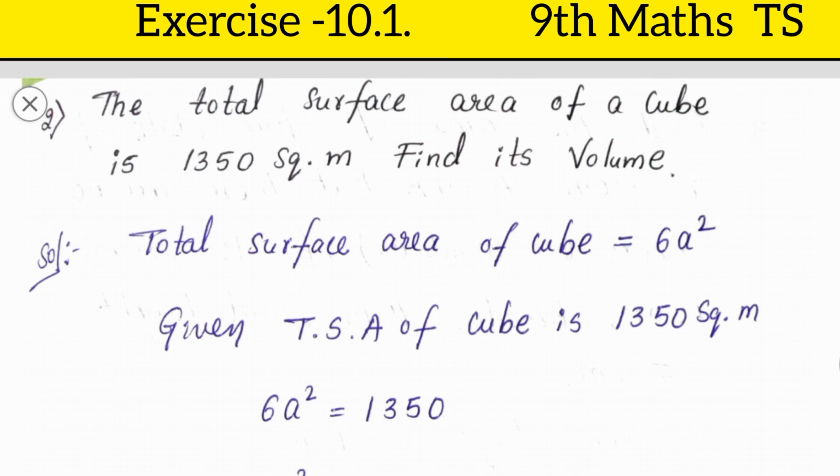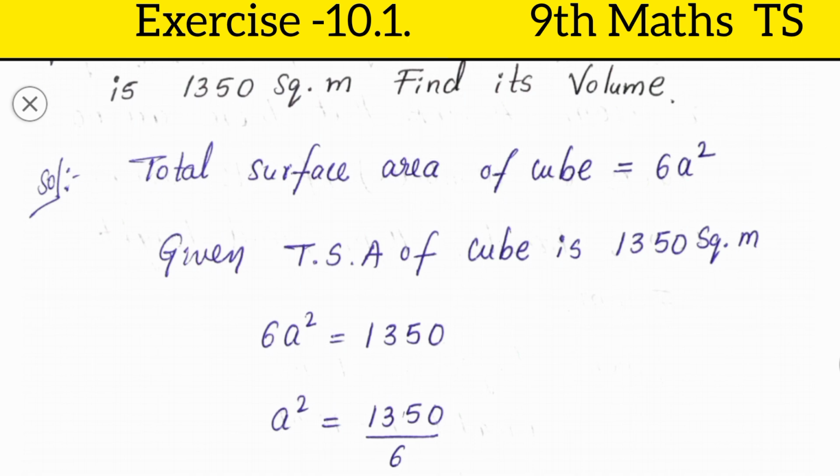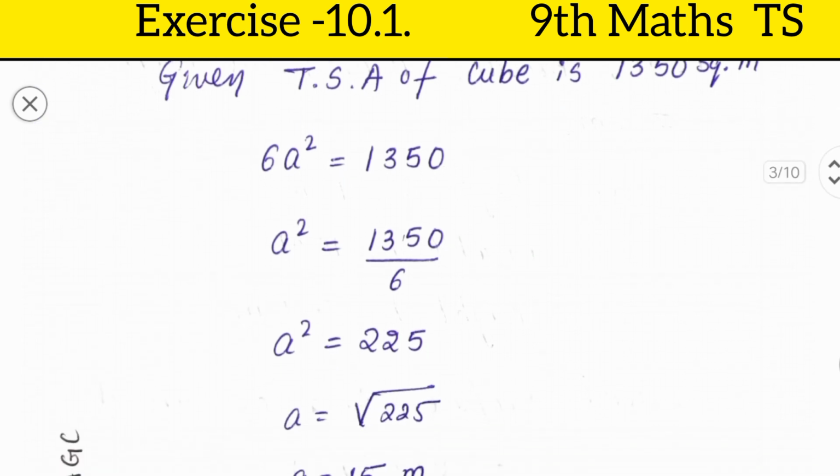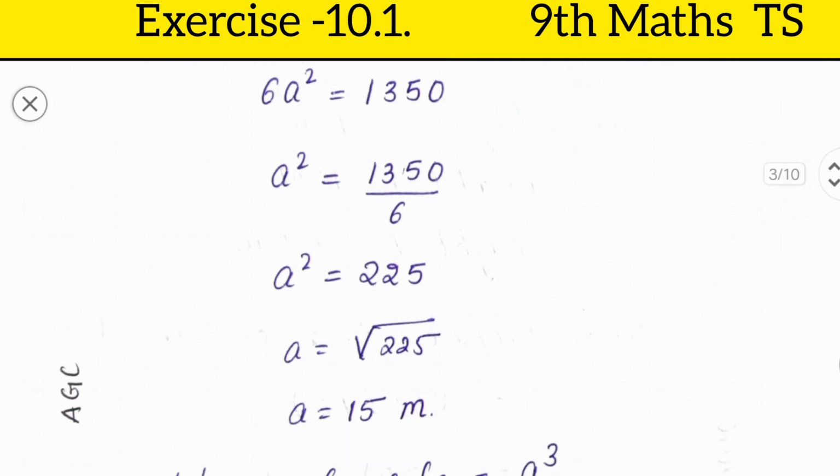The total surface area of the cube is 6a square. The given total surface area is 1350. So equate 6a square equals 1350. Then a square equals 1350 by 6. If you cancel, you will get 225. A square is equal to 225, so a equals under root 225. A equals 15. The square root of 225 is 15.